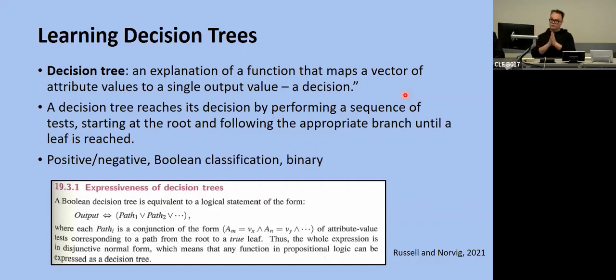We know Google Maps uses tables, but it has those destination points, and then it creates that perfect path, the shortest distance for you on the app. So that's a good example of this. A decision tree reaches its decision by performing a sequence of tests, starting at the root and following the appropriate branch until a leaf is reached. There's Boolean, mostly positive, negative, binary. I'm not going to go past that, but there are decision trees that have more than two.